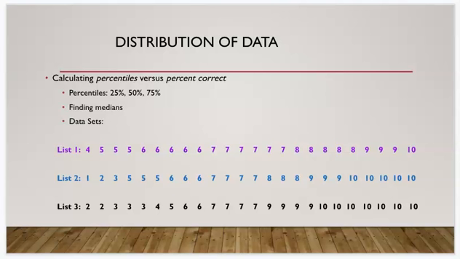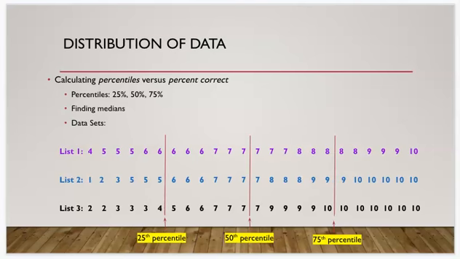Okay, so here's three data sets, list 1, list 2, and list 3. They all have the same number of data values, but their data values vary a little bit. If we were going to split these into the median, Q1 and Q3, we could draw those lines there, and we could find those medians and quartiles.